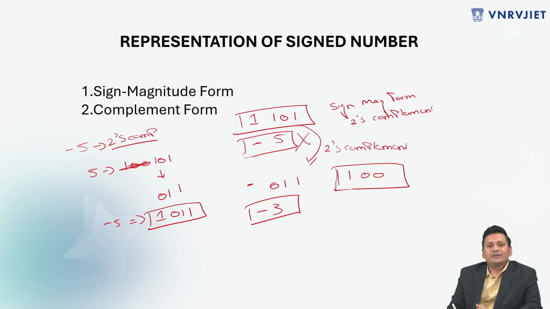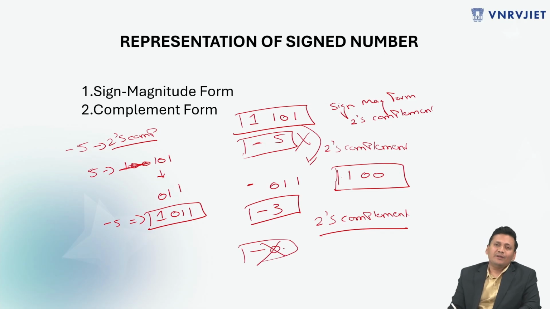So now we have seen that there are three methods for representation of any signed number. The first one is the sign magnitude form. The second is the complement method. In the complement method there are two types: the one's complement and the two's complement. Out of these three methods, the two's complement method is always preferred. Why? Because in two's complement we don't get a combination of minus 0, whereas in the other two methods we get a combination of minus 0, which is practically not possible. So out of all these methods we prefer only the two's complement method.